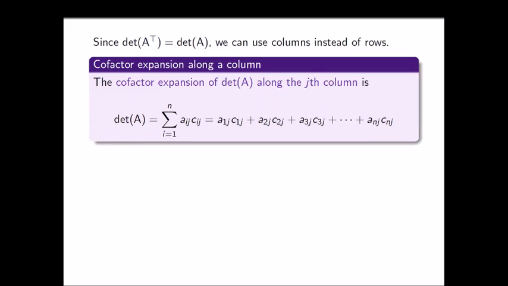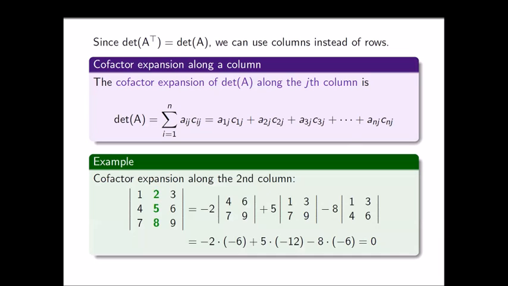So since the determinant of a matrix is the same as the determinant of its transpose, we can also use columns instead of rows. So we can define the cofactor expansion of the determinant of a matrix along the jth column. The idea is very similar. Instead of moving along the ith row, we move along the jth column, and at each step we multiply the entry with the cofactor corresponding to that position.